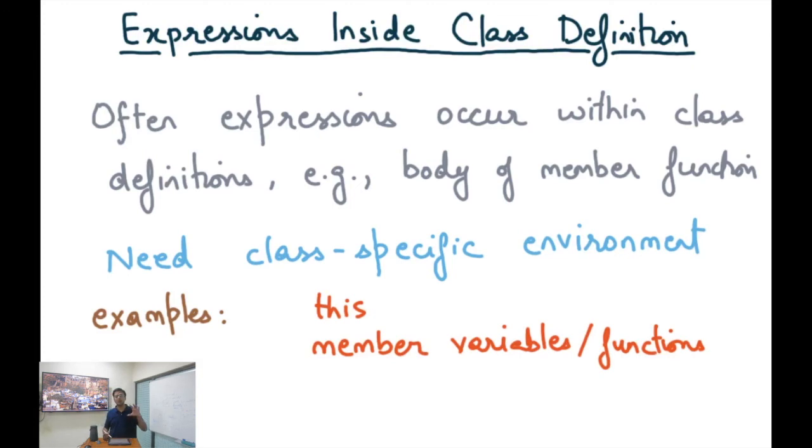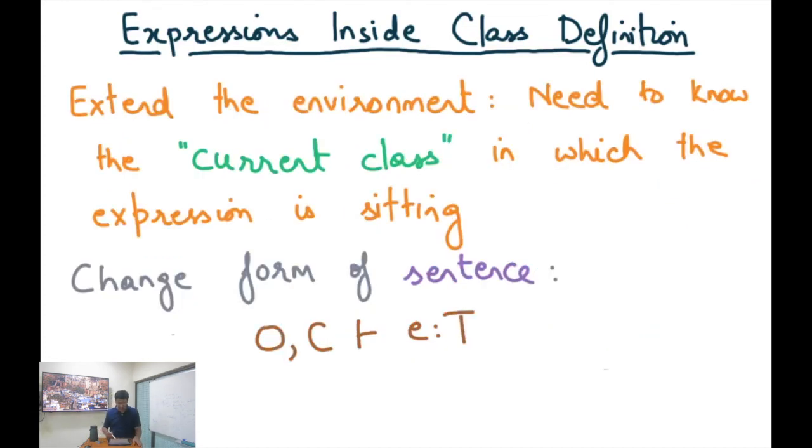And notice that our type environment, which is O, does not really capture the notion of what is the current class. It just has a mapping from identifiers to their types, but it doesn't capture what is the context in terms of whether I'm inside a particular class or not. And so with just using a type environment, I won't be able to resolve the this keyword, for example. And so it's easy to solve something like this. We just need to extend the environment, right? And so anytime we basically want more information from the environment, we need to extend the environment, and in this case, we need to know the current class in which the expression is sitting.